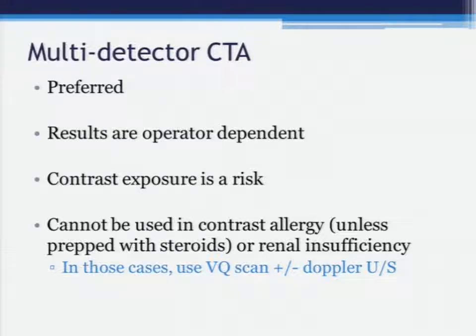So CT scan is still preferred, but VQ scan can be helpful in that setting if you can't use contrast or they have renal failure. And you can couple that with a Doppler ultrasound to help you should the patient's VQ scan come back as intermediate. It never usually helps anyone when that happens. But Doppler ultrasound may help you if that patient has a large lower extremity DVT, then with an intermediate VQ scan, they could have a PE as well. So you would initiate treatment and go from there.